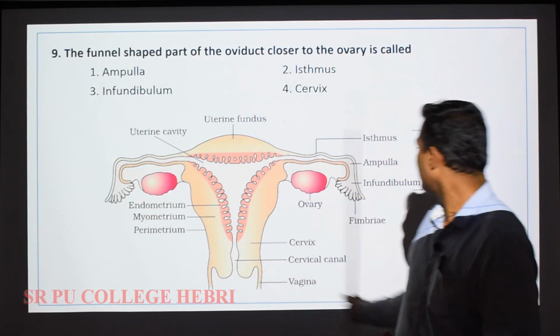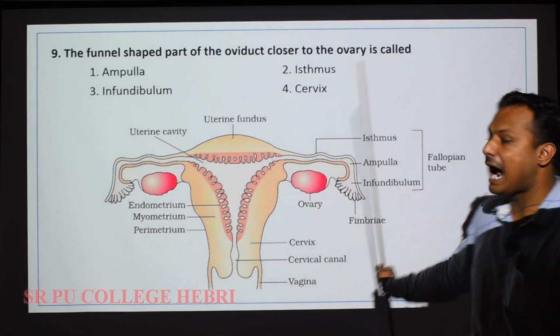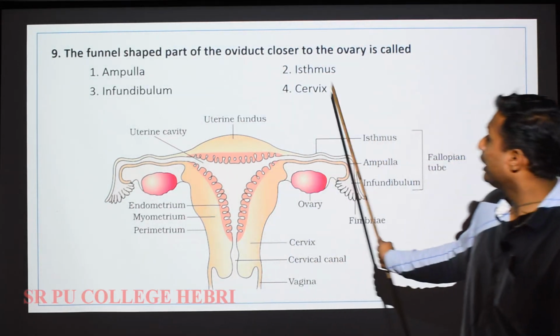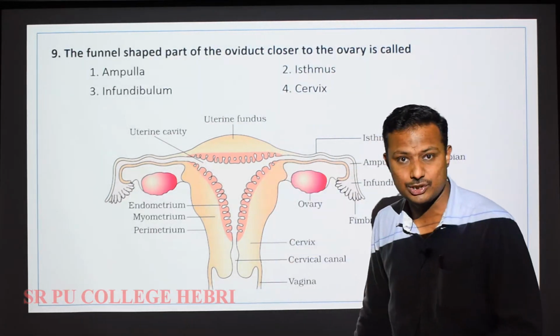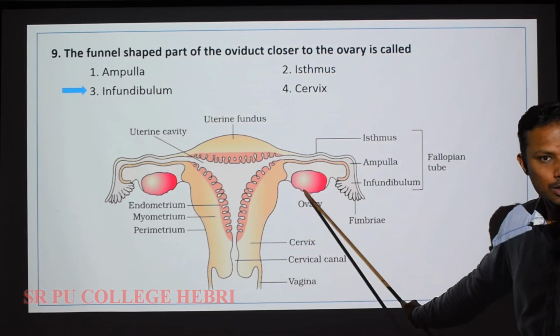The oviduct has three parts. That is the infundibulum, ampulla and isthmus, and we are talking about the funnel-shaped structure. Which is the funnel-shaped structure? That is the infundibulum, which is very close to the ovary.